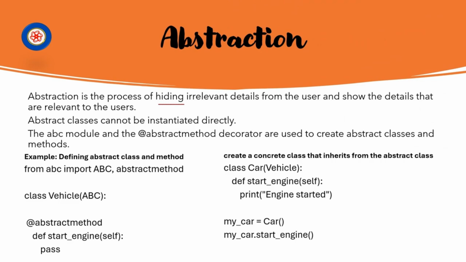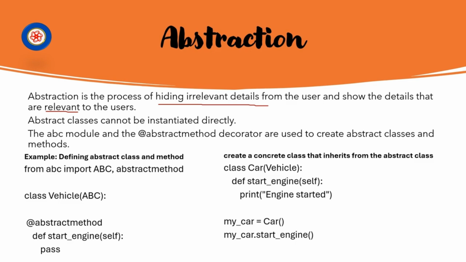Abstraction is the process of hiding irrelevant details from the user and showing only the details that are relevant. Think of it like you are driving a car. When you are driving a car, you interact with the steering wheel, pedals, and dashboard. You need to know how to control these while driving the car, but you don't need to know the complex working of the car engine, transmission, and other internal components which are hidden from you. You can focus on driving without worrying about the detailed mechanics.